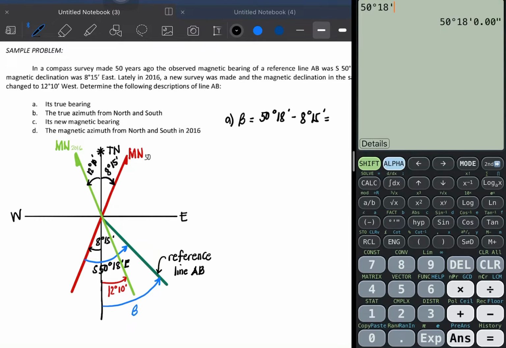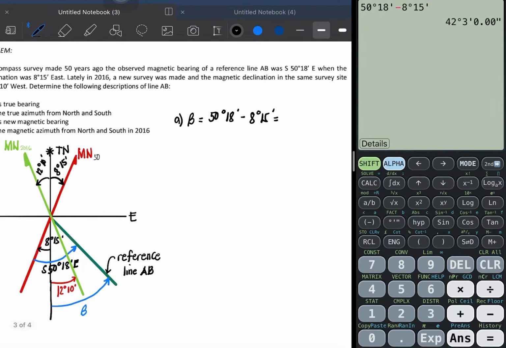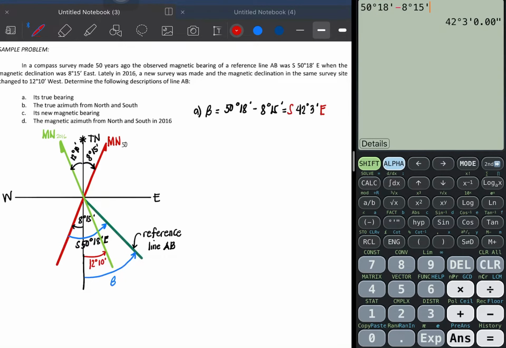Okay, so we have 50 degrees 18 minutes minus 8 degrees 15 minutes. So we now have an angle of 42 degrees 3 minutes with the direction, since this is bearing, south east. Okay, so that is the answer for letter A.